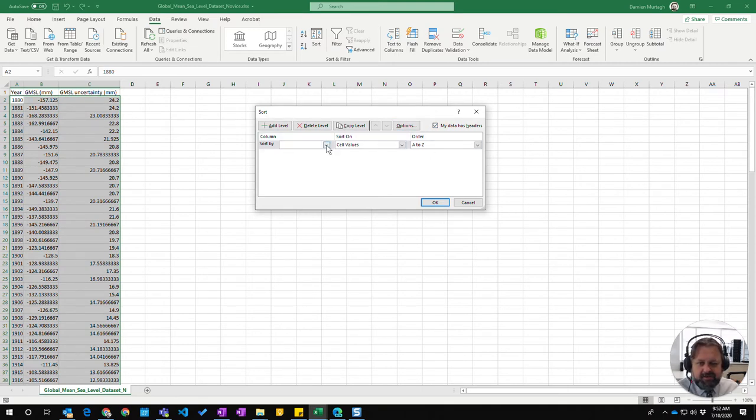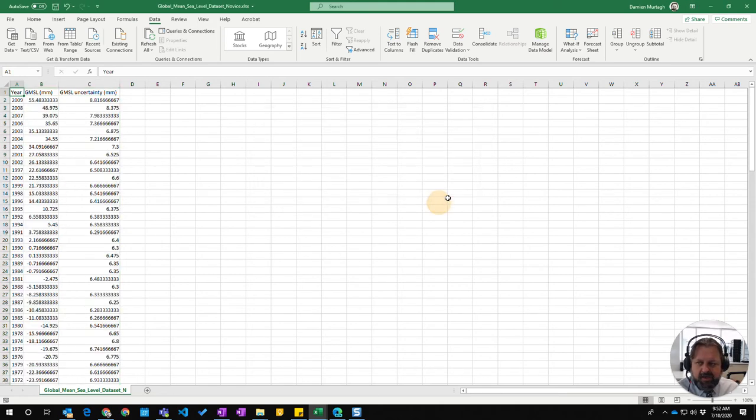So in there, I can then choose what to sort by. So I'm going to sort by the global mean sea level, which is our column B. It's going to sort on the cell values. And then, instead of from smallest to largest, because I want the biggest sea level down to the lowest level, I'm going to go largest to smallest. And now I go OK, and you can see that the data's all been sorted now.